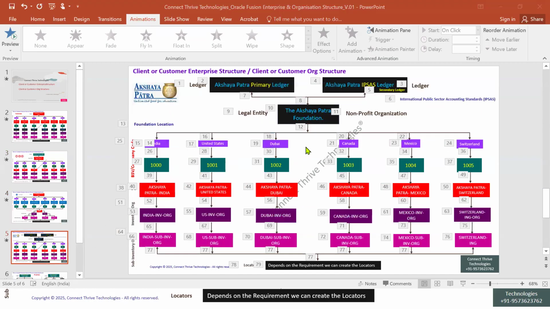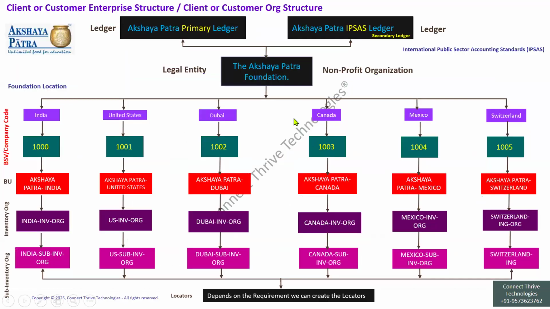But if we take the Akshaya Patra case, it's completely different. One primary ledger, one secondary ledger, that is the IPSAS ledger, one legal entity. This one legal entity can support across the globe. Okay. So this is very important, guys. Many people may not be aware, but by doing a single primary ledger, single legal entity also, yes, we can operate our business across the globe.